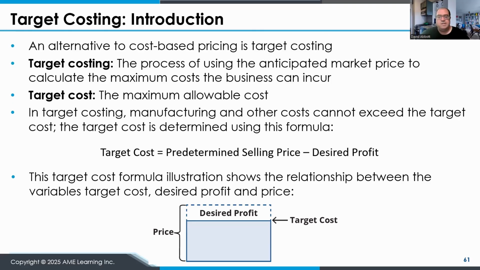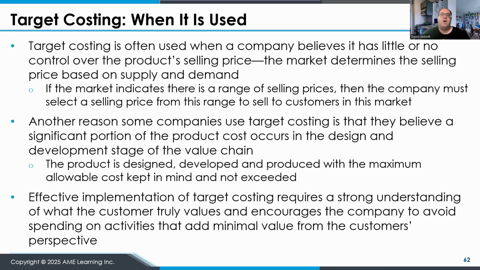The target cost is determined by the formula, which is the predetermined selling price minus the desired profit, gives us the target cost. And so this target cost formula illustration shows the relationship between the target cost and the desired profit and what the price is. So the price is going to be the target cost plus our desired profit.